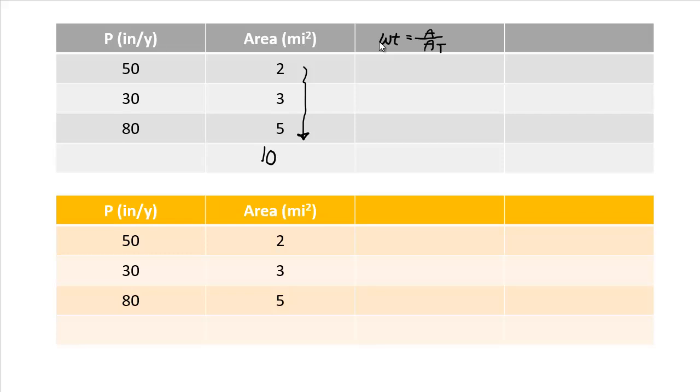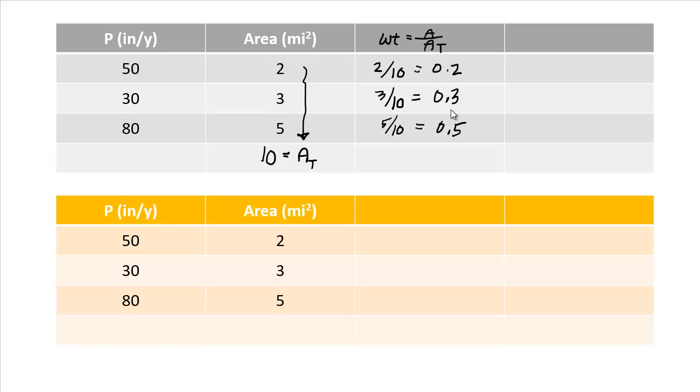And then for each of these subregions, I calculate the weight as the area of the subregion divided by the total area. So for the first subregion, the weight will equal 2 divided by 10, and that's 0.2. The second one is 3 divided by 10, etc.